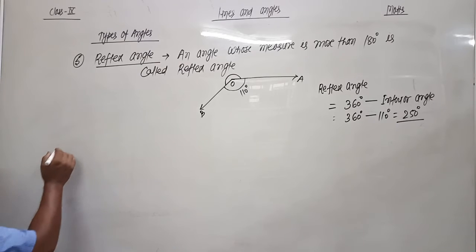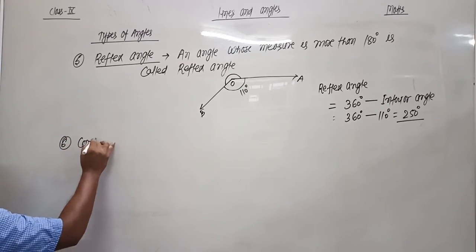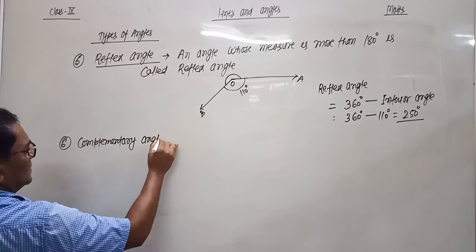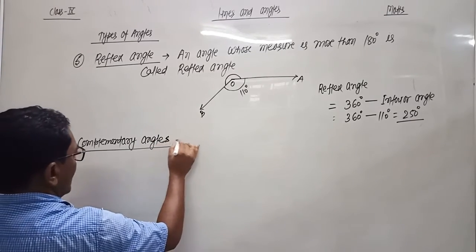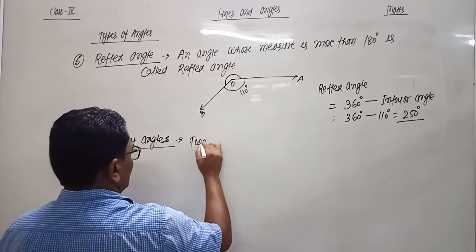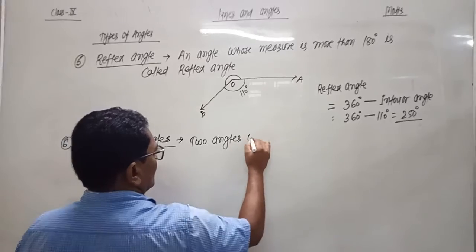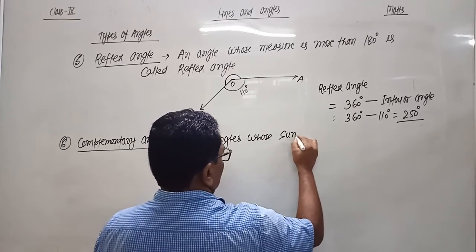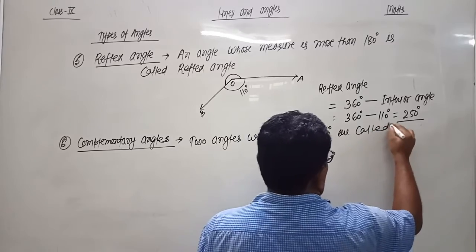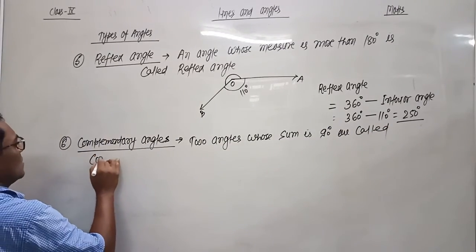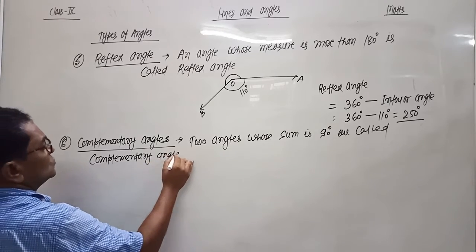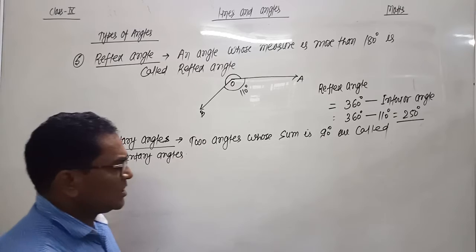Now we talk about complementary angles. Two angles whose sum is 90 degree are called complementary angles.